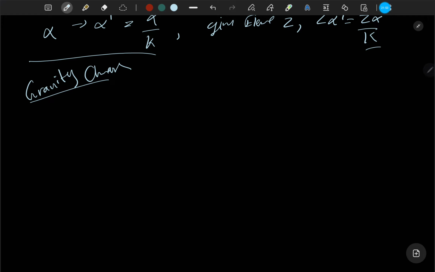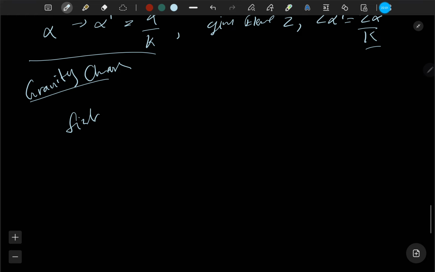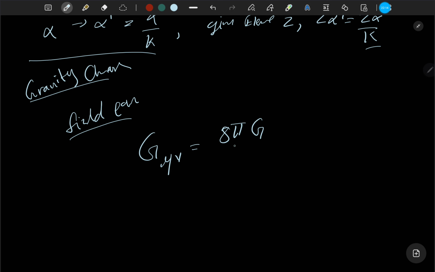Okay, so the Einstein coupling, it depends on c, right? So we can see the field equations of Einstein. The field equation goes something like 8πG/c⁴ times T, I think. Okay.